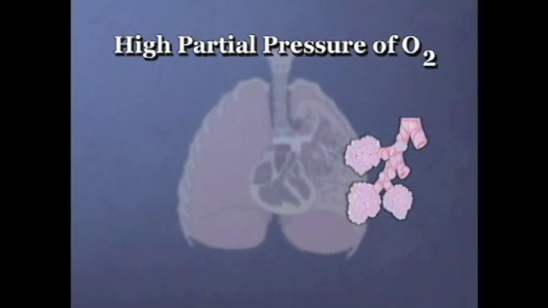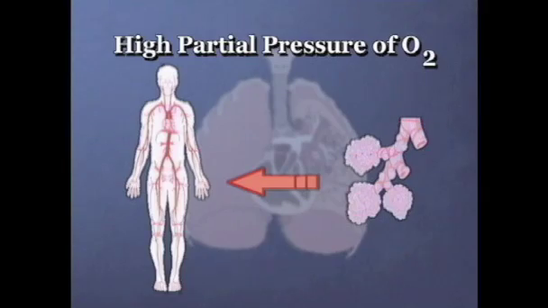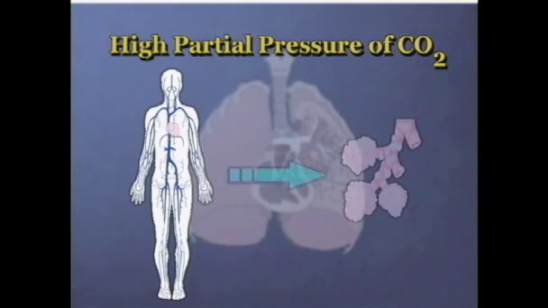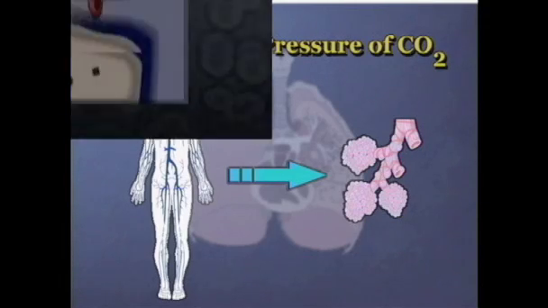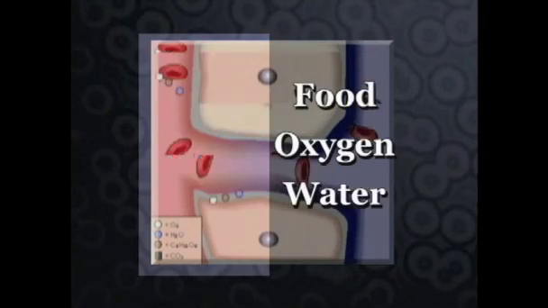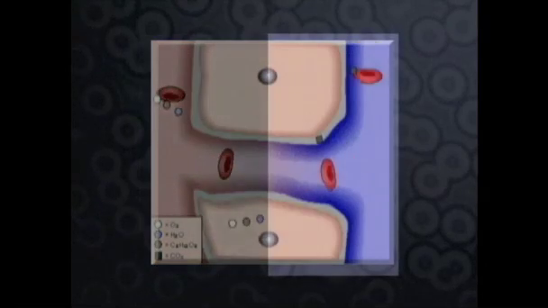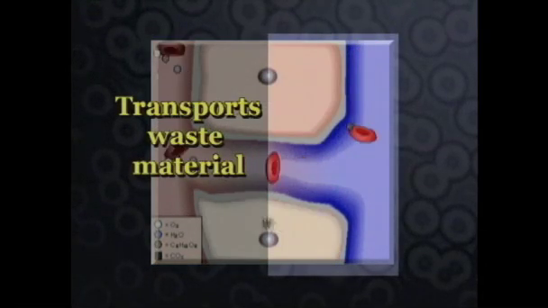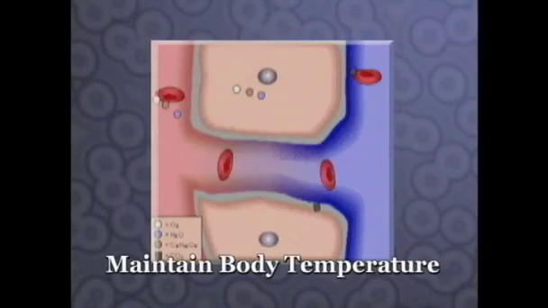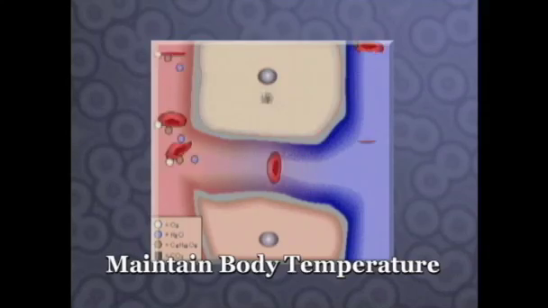The high partial pressure of oxygen diffuses through the air sac wall into the blood. Under the same principle, carbon dioxide diffuses from the blood to the alveoli. Blood carries food, oxygen, and water to the body cells. It also transports waste material from these cells. Its additional function is to maintain the body's heat.